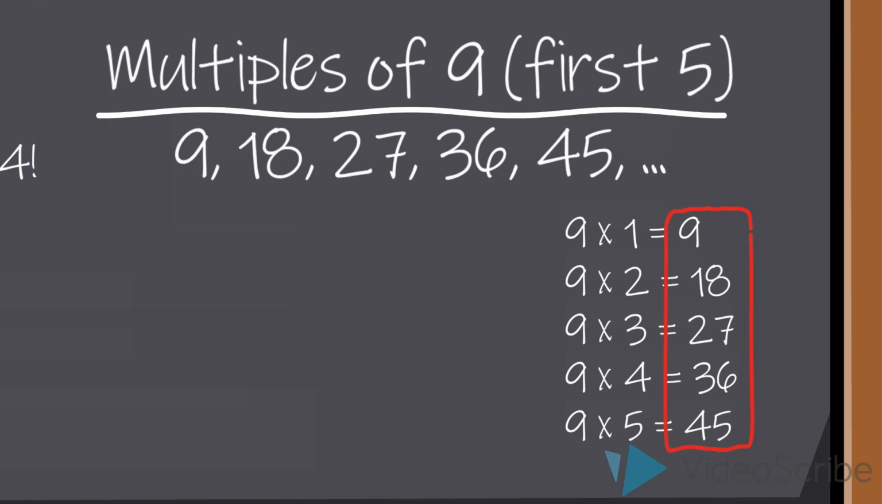The multiples can always keep going higher, so we always want to know how many multiples we need to find. Just like we use division to figure out if a number is a factor of another number, we can also use division to figure out if a number is a multiple of another number.